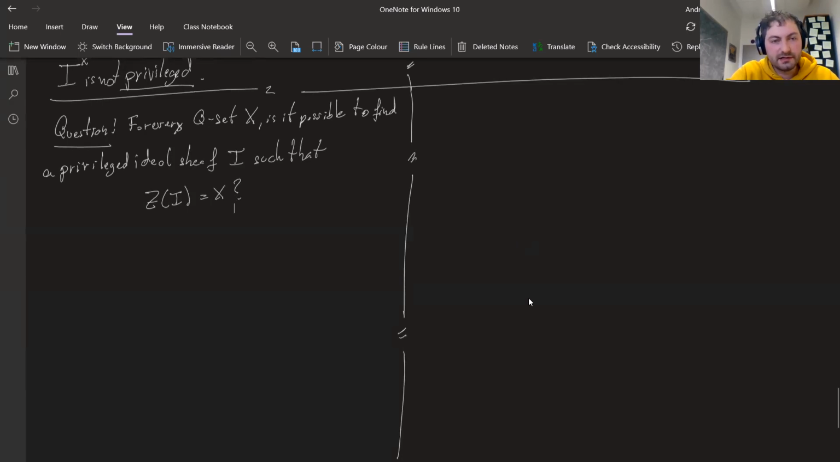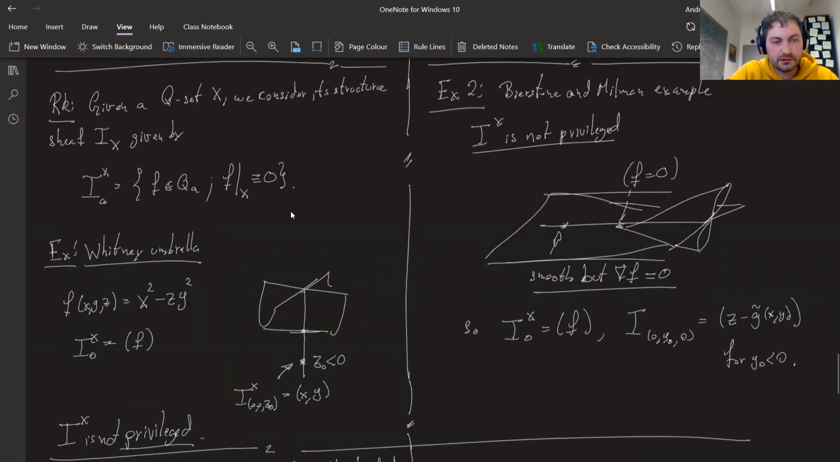So not necessarily the structure ideal, not necessarily this one. This we saw that it's not possible. But for example, for the Whitney umbrella, we can, at least locally, right? We can just take the ideal generated by F in this open set. It's not going to be the structural ideal at this point, but it works perfectly fine as just an unprivileged ideal sheaf, because if you just take the ideal sheaf where at every point it's just the function f, this is going to be privileged.